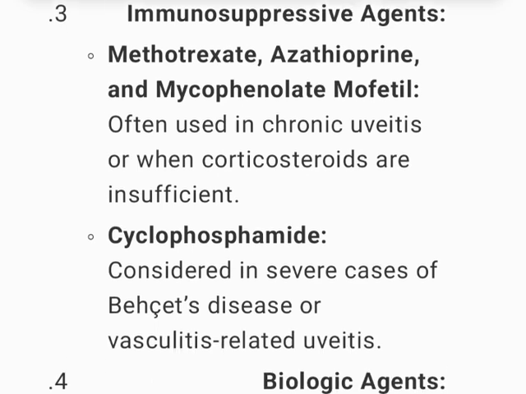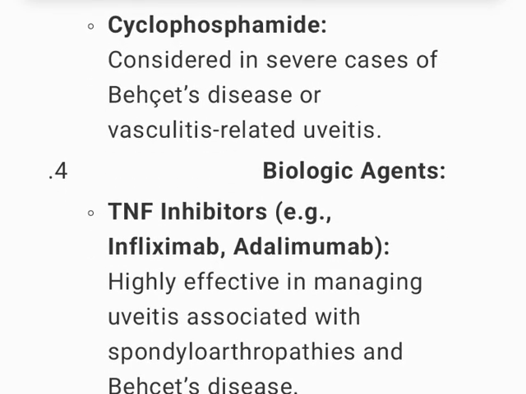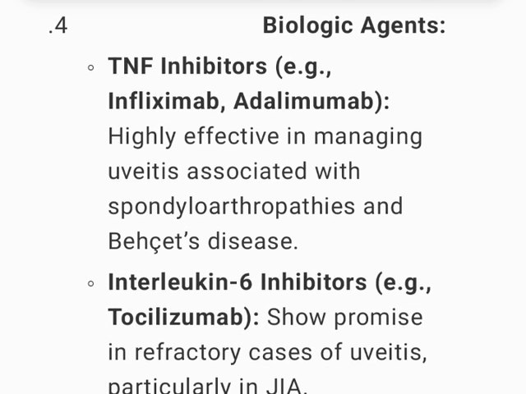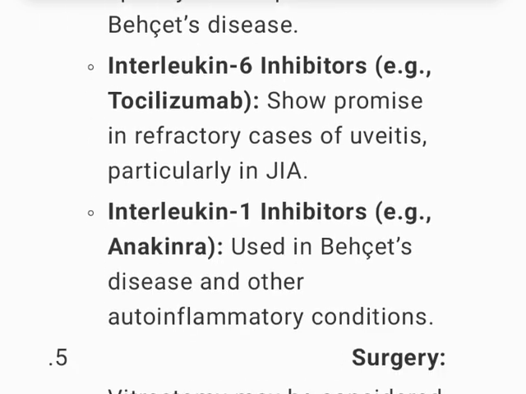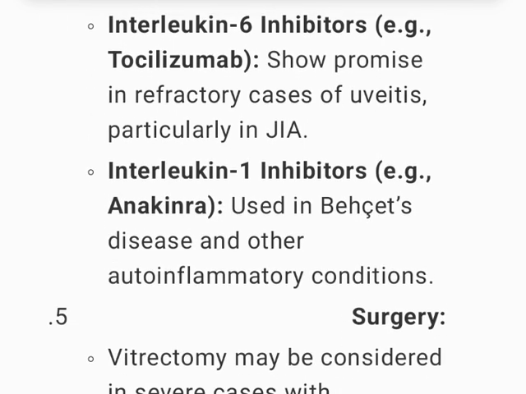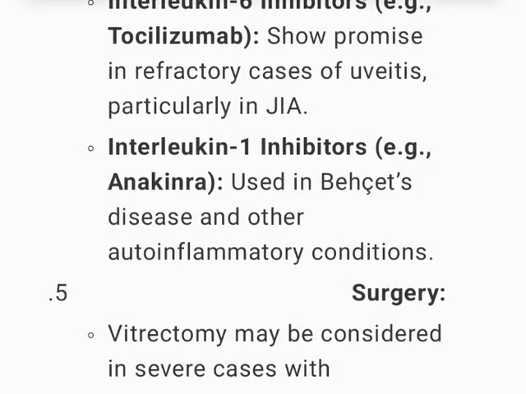3. Immunosuppressive agents: methotrexate, azathioprine, and mycophenolate mofetil, often used in chronic uveitis or when corticosteroids are insufficient. Cyclophosphamide, considered in severe cases of Behçet's disease or vasculitis-related uveitis. 4. Biologic agents. TNF inhibitors, e.g. infliximab, adalimumab, highly effective in managing uveitis associated with spondyloarthropathies and Behçet's disease. Interleukin-6 inhibitors, e.g. tocilizumab, show promise in refractory cases of uveitis, particularly in JIA. Interleukin-1 inhibitors, e.g. anakinra, used in Behçet's disease and other autoinflammatory conditions.